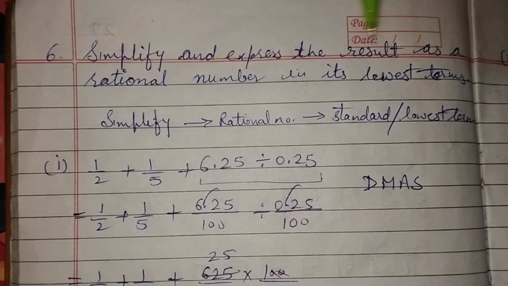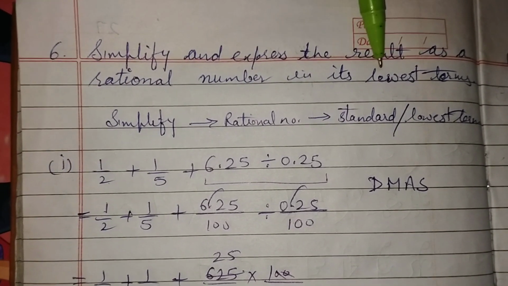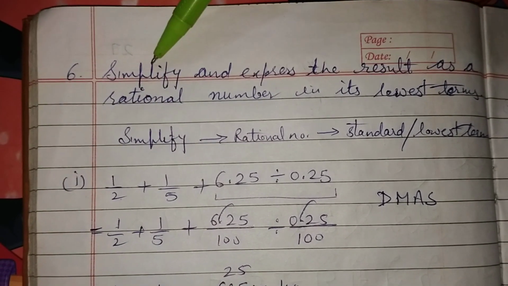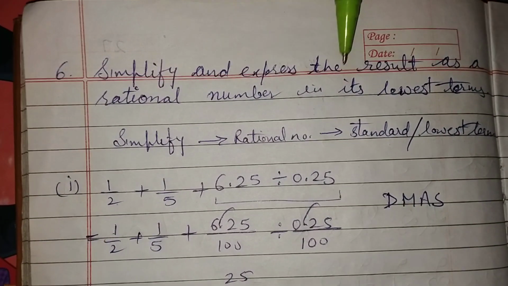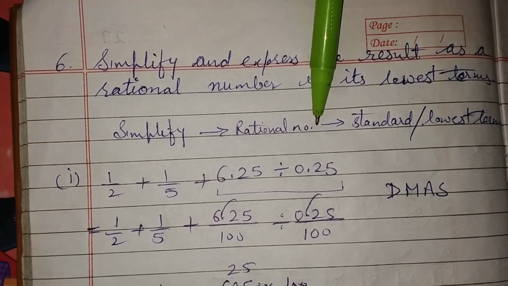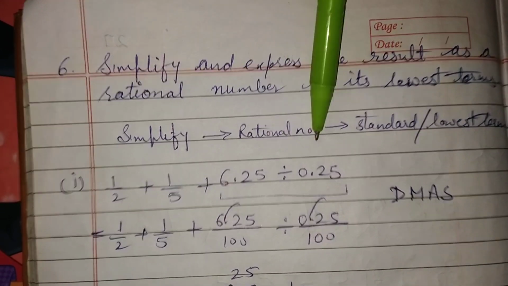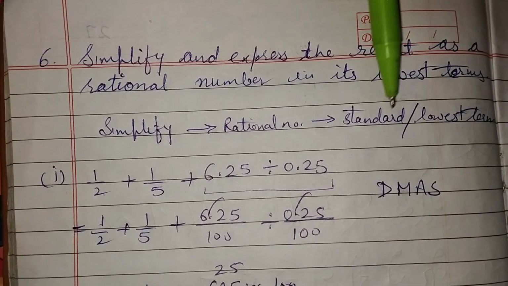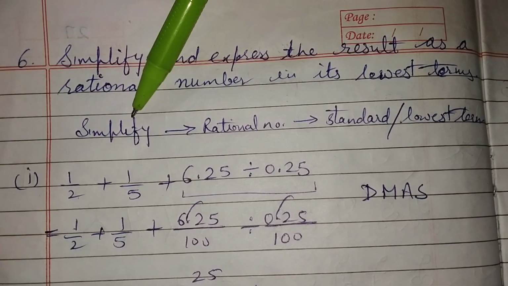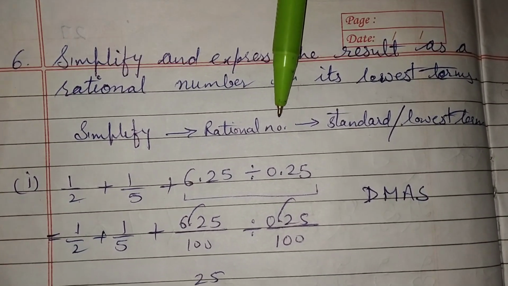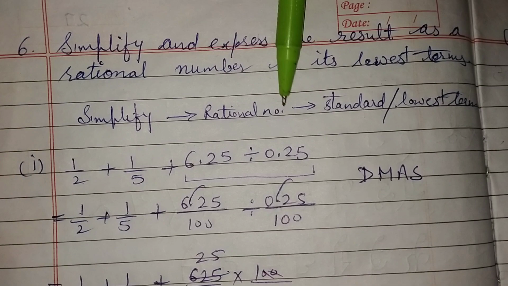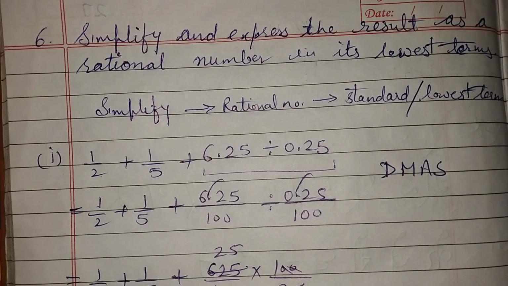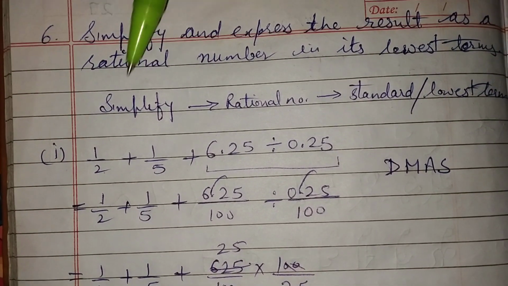Simplify and express the result as a rational number in its lowest terms. Firstly simplify, then express the result as a rational number. Whatever rational number you get, you will write in its lowest terms or standard form. Clear? Simplify firstly, then express as a rational number. After that you will write the rational number in standard form or lowest terms.